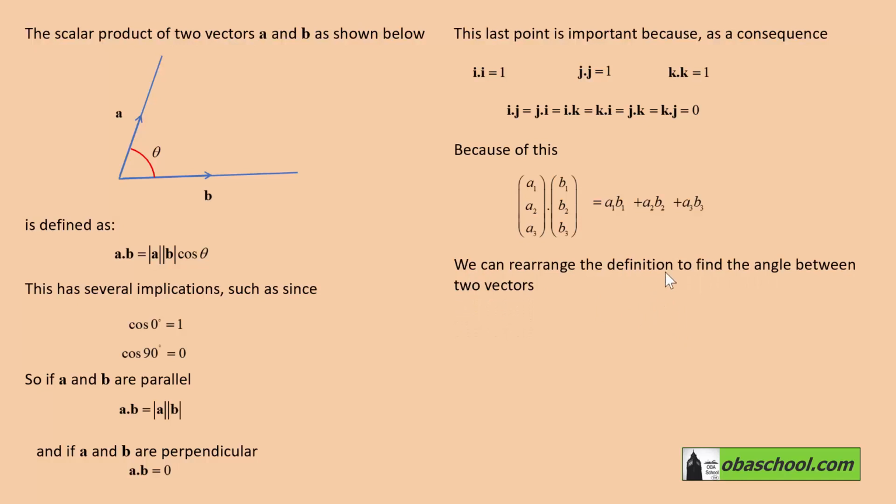We can rearrange the definition to find the angle between two known vectors. Cos theta is A dot B divided by mod A mod B.